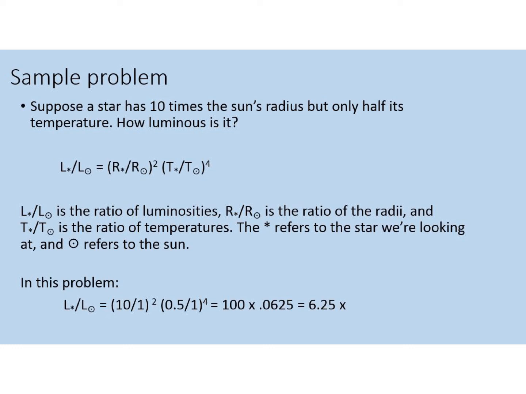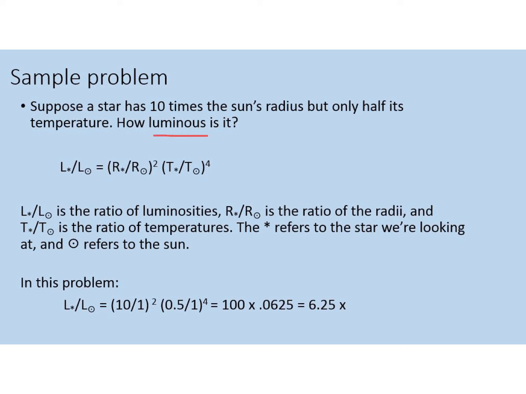In the next equation, we're comparing L, which is luminosity, to R, which is radius, and T, which is temperature. Suppose a star has 10 times the Sun's radius, but only half its temperature. How luminous is it? In the equation, the asterisk represents the star, and the circle with a dot in it represents the Sun. This equation looks kind of scary, but it's really not that bad, as we're really only looking at 3 numbers. The 3 numbers are the 3 ratios comparing the star to the Sun.